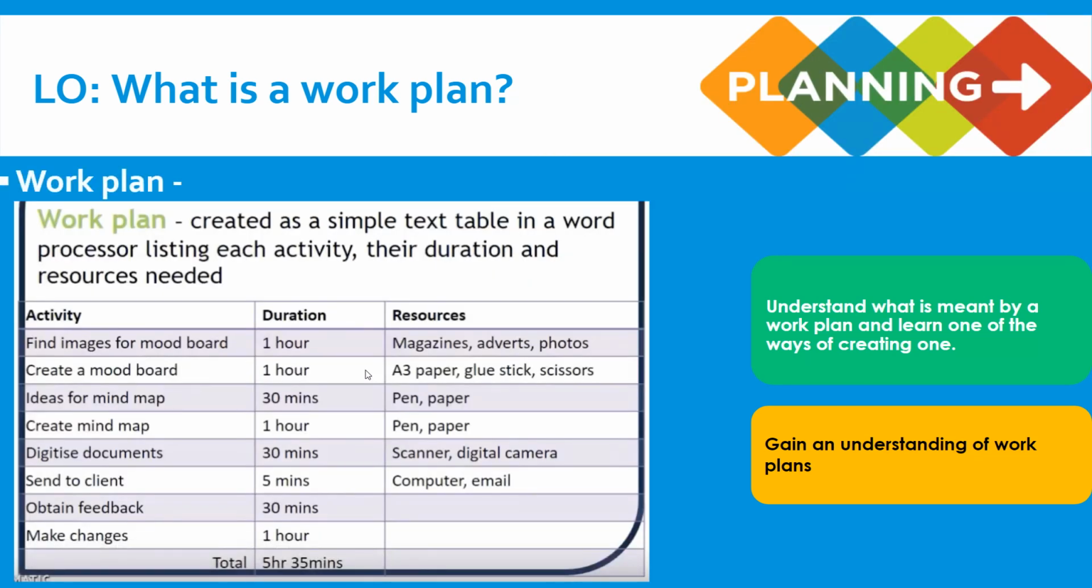So this is a quick example of a work plan for you. All you have is an activity. So down this column here, you have an activity. The top one, for example, is find images for a mood board. Duration, that's the time it takes, 1 hour. And resources used: magazines, adverts, and photos. Again, creating a mood board. How long is it? 1 hour, and the resources needed. At the bottom, when this moves out of the way, you'll be able to see it has the total time at the bottom, which is 5 hours, 35 minutes.